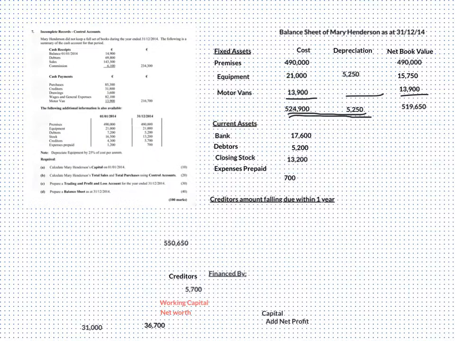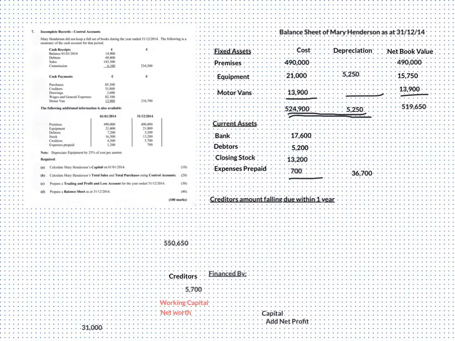So that's 700. So we just need to add all these figures together. So we add them up and we get 36,700. So 36,700. So I'll just move that into the middle column. So add all the current assets up, we get 36,700.